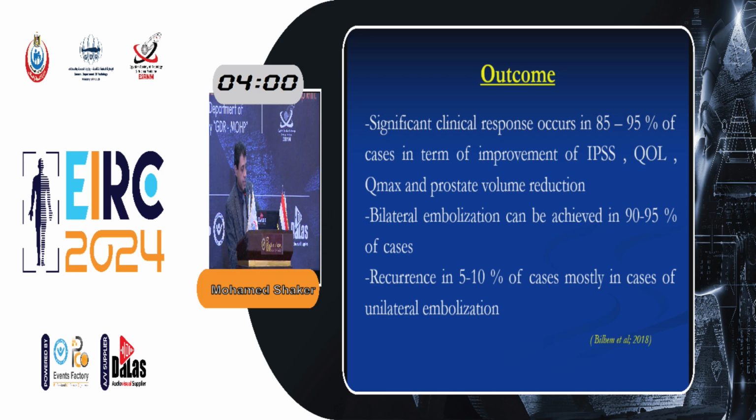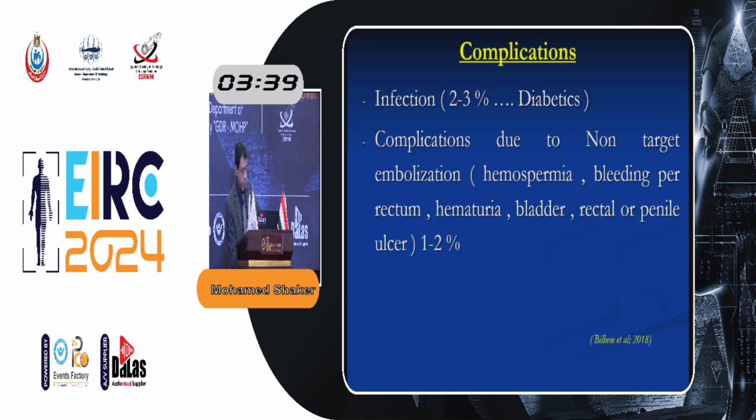Significant clinical response occurs in 85 to 95% of cases in terms of improvement of the symptoms, the IPSS score, quality of life score, Qmax, and the prostate volume reduction. Bilateral embolization can be achieved in up to 90% or 95% of cases, and recurrence may occur in 5 to 10% of cases after 5 years, and this mostly occurs in the unilateral embolization cases.